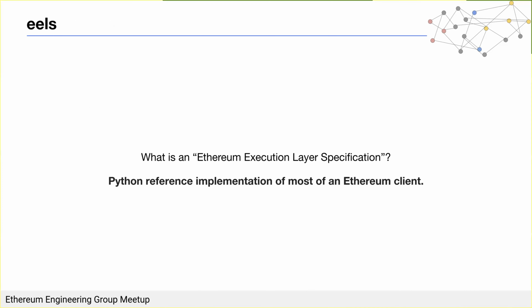So what is an Ethereum execution layer specification? It's a Python reference implementation of most of an Ethereum client. There are a lot of things we don't cover, like the peer-to-peer networking layer. We don't actually cover fork choice, but we do cover pretty much everything else. In fact, you can take Eels and pair it up with a regular production client, and Eels can sync, or can't sync, I have to be careful with my words here. It can follow the chain. It can verify that all of the blocks are correct.